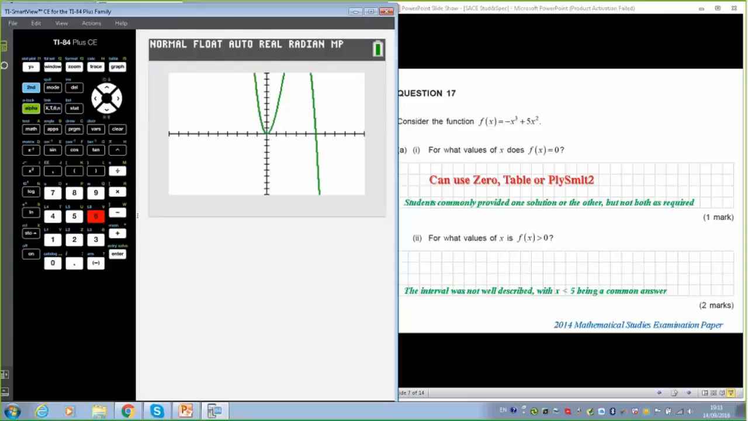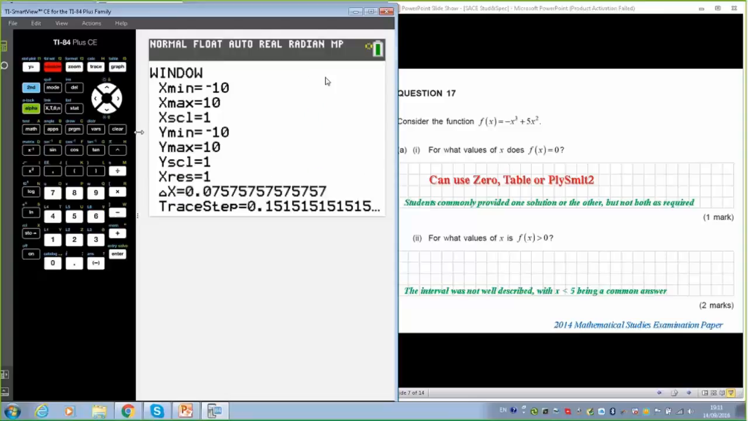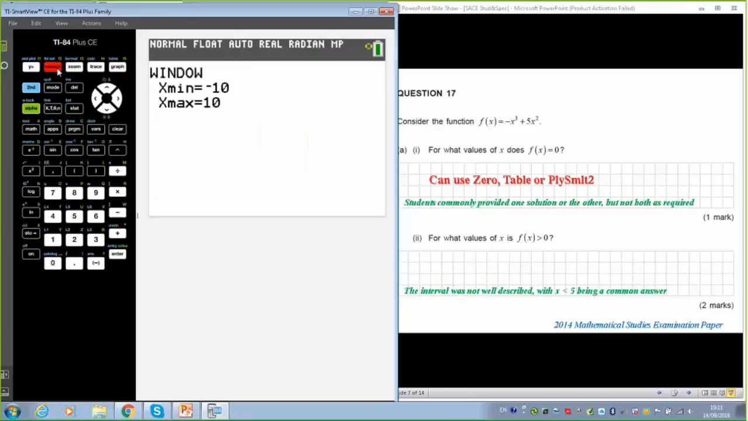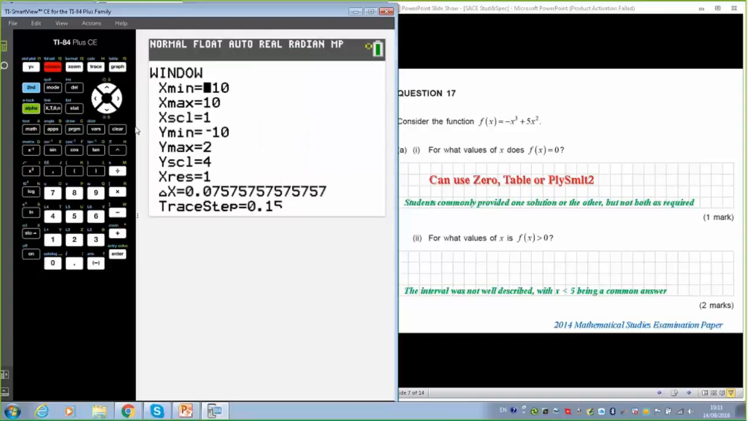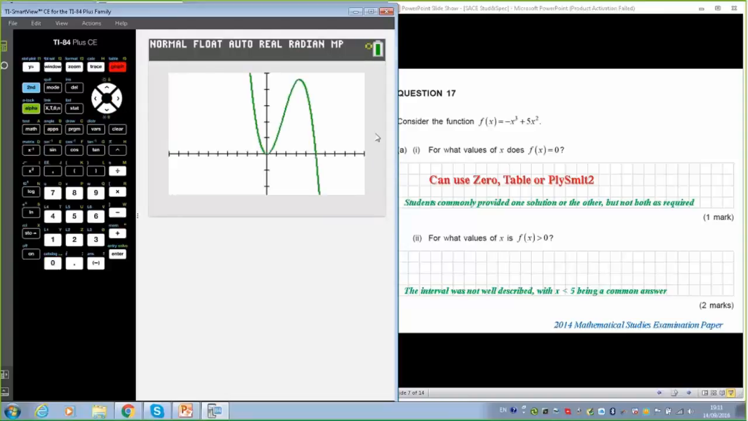So we could change the window if we want to go a bit higher. Let's just do that, just because we can. And I'll have it going up every 4, just because I like it. Oh, what did I do there? There we go. 2's not going to help me, is it? Let's go to 20. There we go. Beautiful, absolutely beautiful.